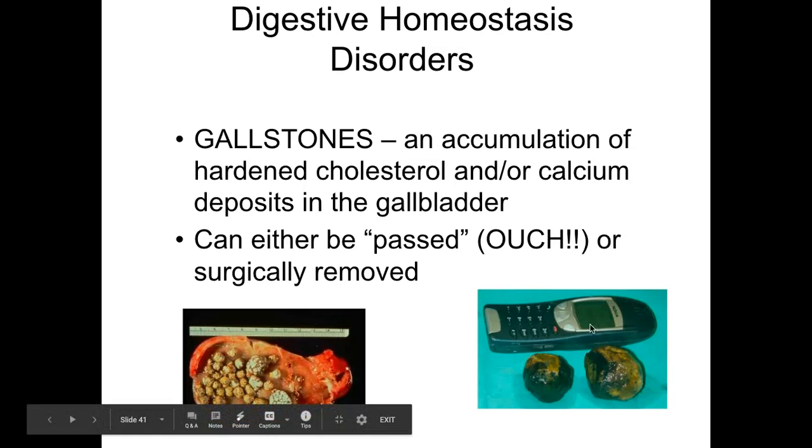This is what cell phones used to look like. At one point, those were actually kind of modern. Those weren't the original cell phones.